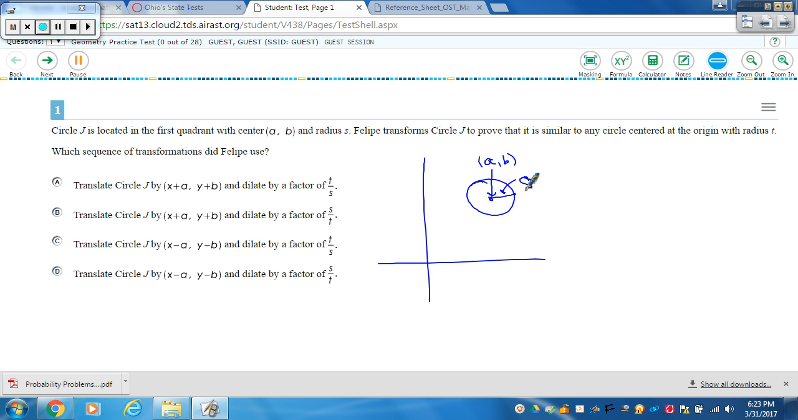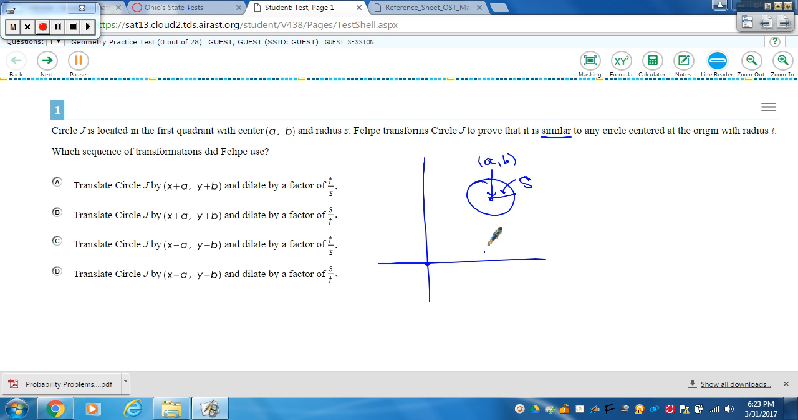And Philippe transforms circle J to prove that it is similar to any circle centered at the origin with a radius of T. So he's going to move this in some way. Now, similar objects have to have the same shape, just one bigger or smaller than the other one. Otherwise, they would be congruent. So here's what we're going to do. We're going to move this circle back to the origin down here, okay?